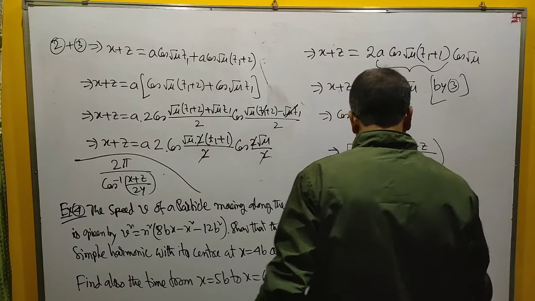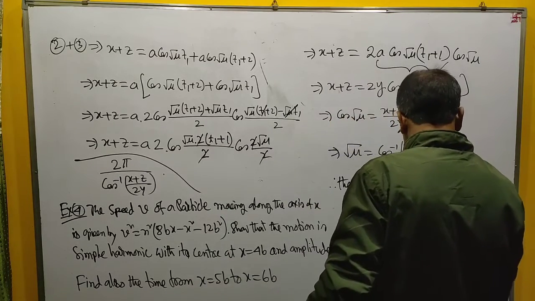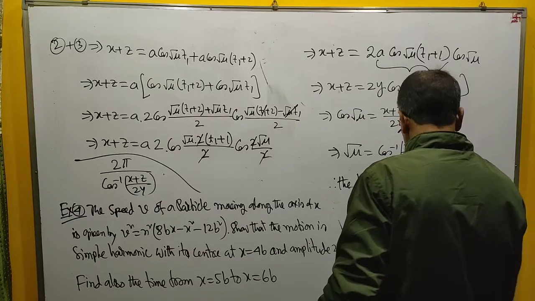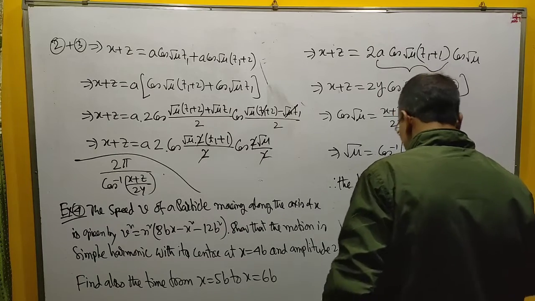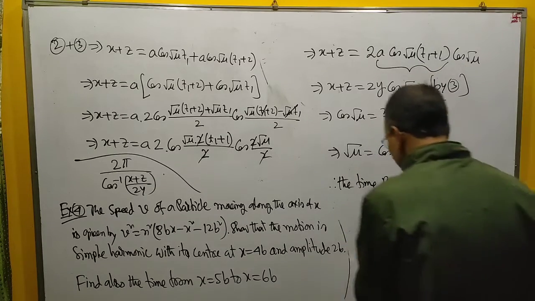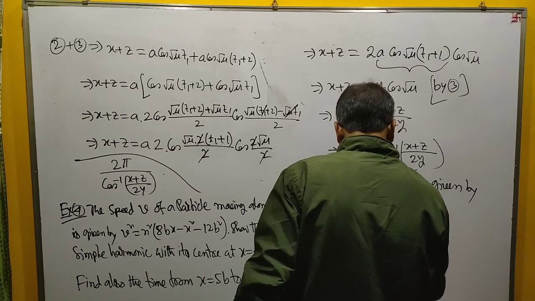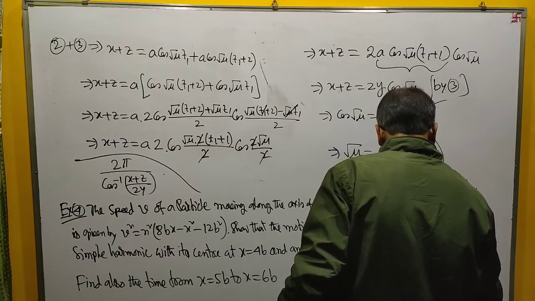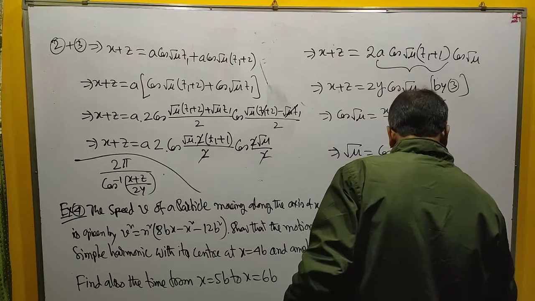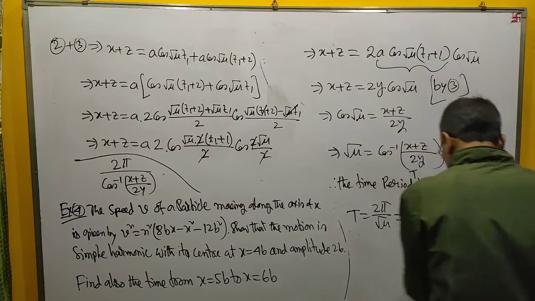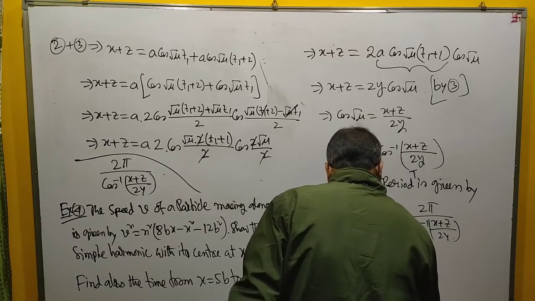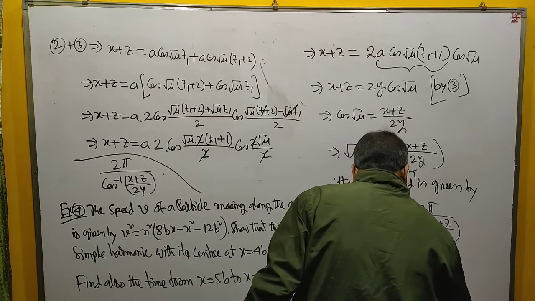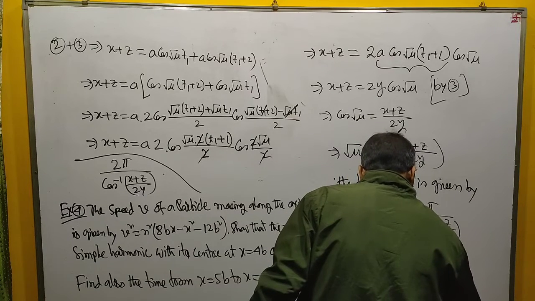Therefore the time period T is given by T equal to twice pi by root of 3, which is equal to twice pi divided by cos inverse x plus z divided by twice y. That is, T equal to twice pi by cos inverse x plus z divided by twice y.